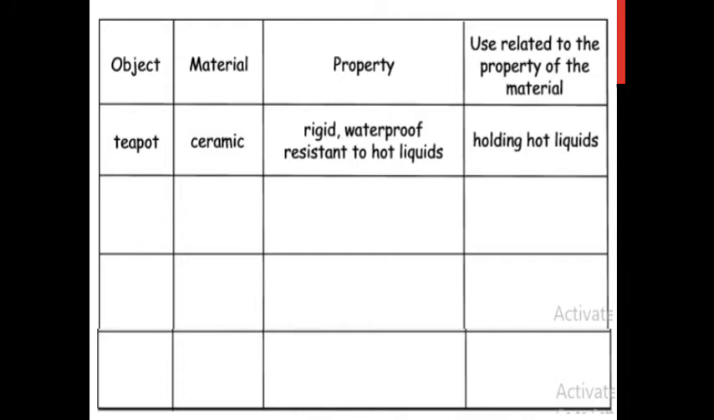Example, meron tayong example, teapot. Then ceramic, rigid, waterproof, resistant to hot liquids. Then holding hot liquid. So, yun yung kanyang property.